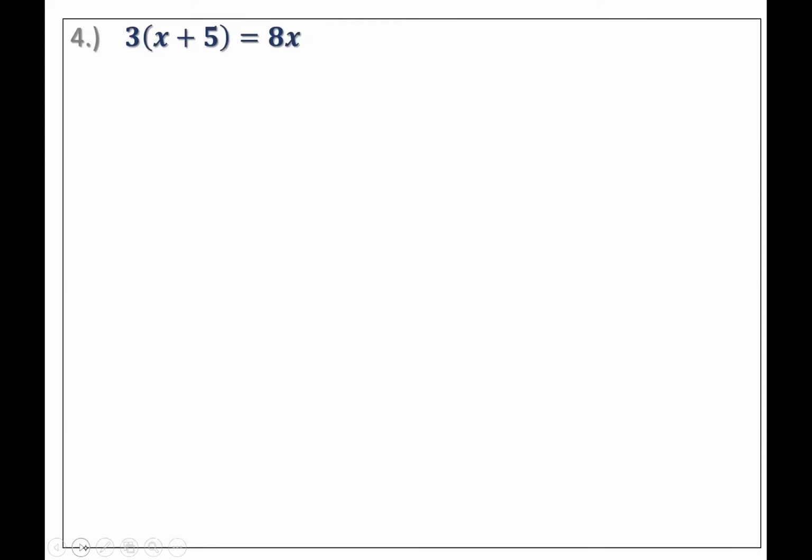Let's take a look at number 4. Looks like we have parentheses in this one. So the problem is 3 parentheses, x plus 5 equals 8x. All right, so I think we know whenever we see parentheses, what we want to do is distribute. So let's go ahead and start by distributing the 3 here. So we'll distribute the 3 through the parentheses. So that becomes 3 times x, that's 3x, plus 3 times 5, that's 15. So I'm writing 3x plus 15 equals 8x.